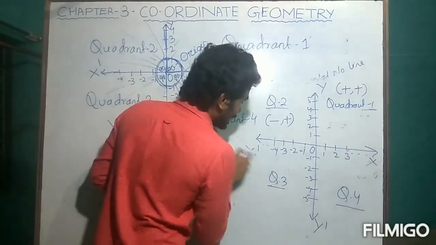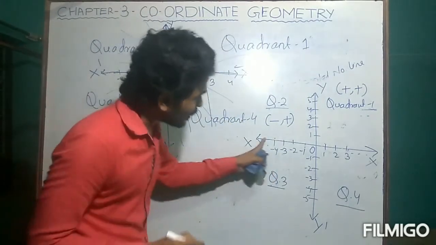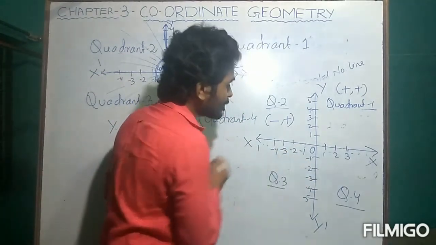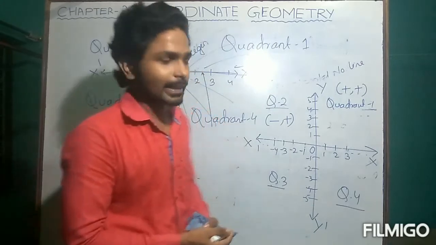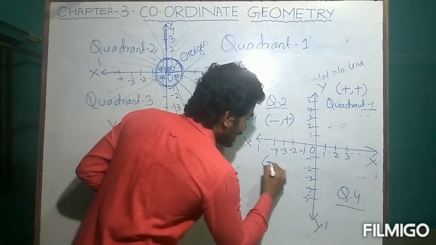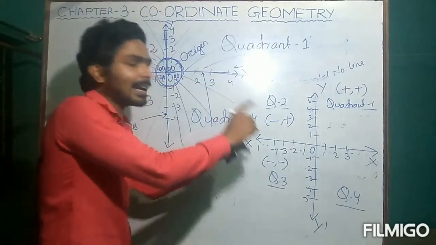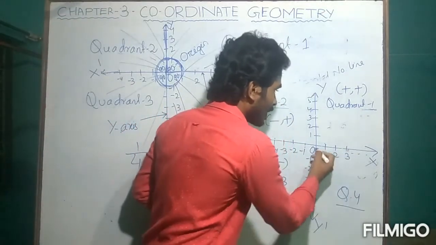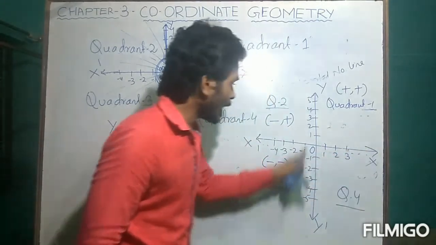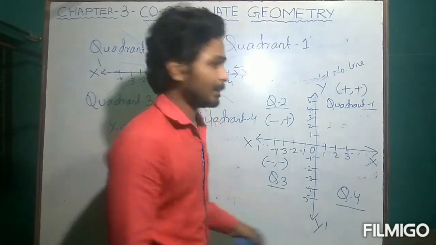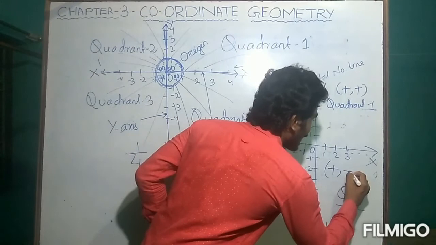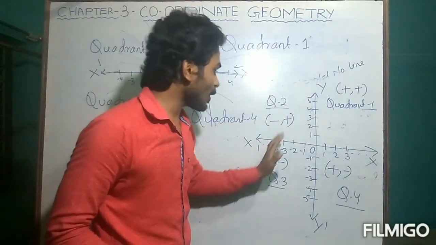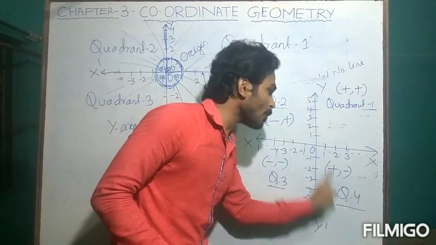In quadrant 3 we also have two axes, and the x-axis has a negative sign and the y-axis also has a negative sign. That means quadrant 3 has two values, negative and negative. In quadrant 4, the x-axis is positive and the y-axis is negative. So quadrant 1 is positive, positive, quadrant 2 negative, positive, quadrant 3 negative, negative, and quadrant 4 positive, negative.